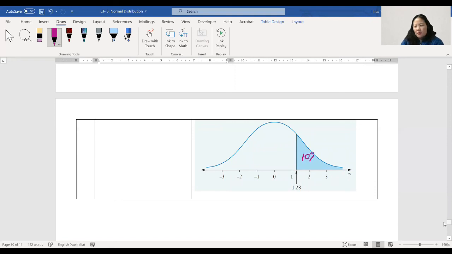Okay, what happens if it was not above, if it was below? Then you don't really have to worry about finding the other percentage. You can just go with whatever you got.